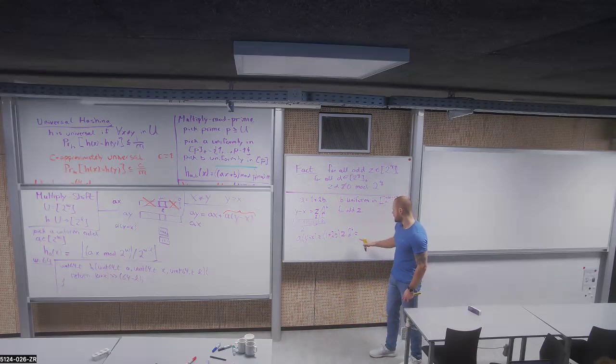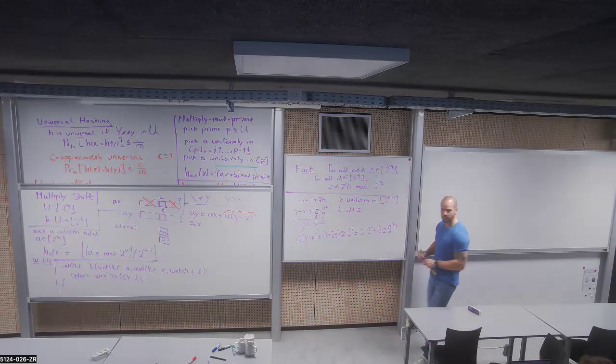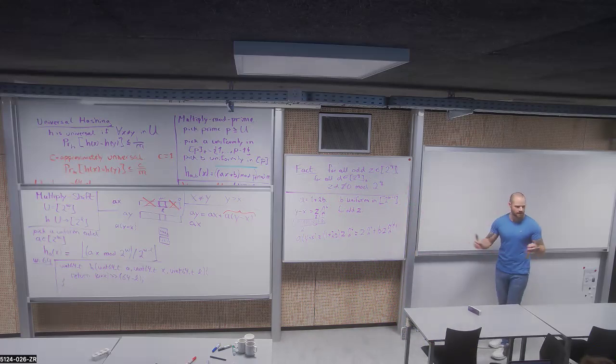And then I'm going to just multiply it in. So we have a z times 2 to the I plus a b times z times 2 to the I plus 1. Make sense? Just write it out.